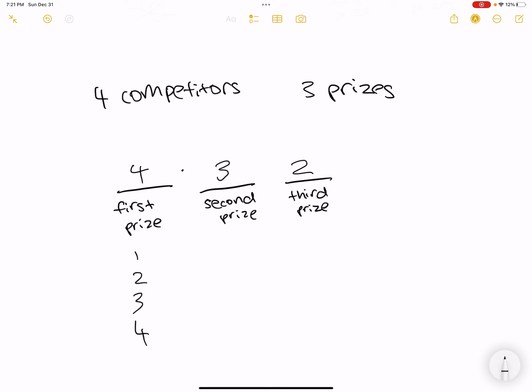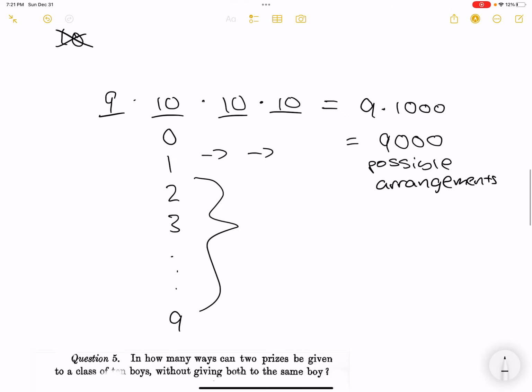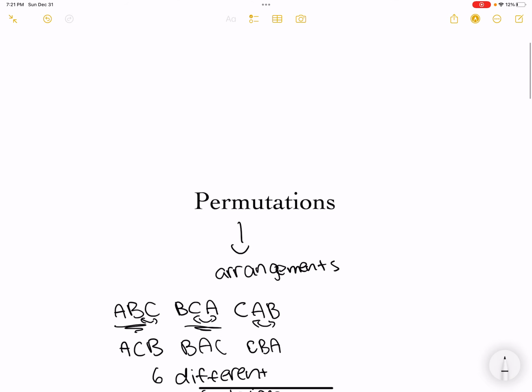So you would have to multiply these values, and that would result in 12 times 2. So there are 24 possible ways for the prizes to be given. So this is how permutations work.